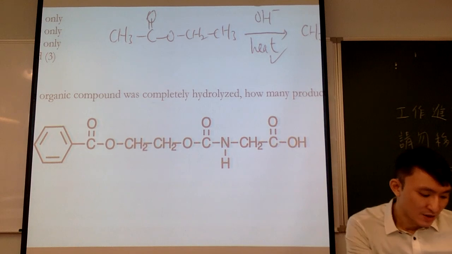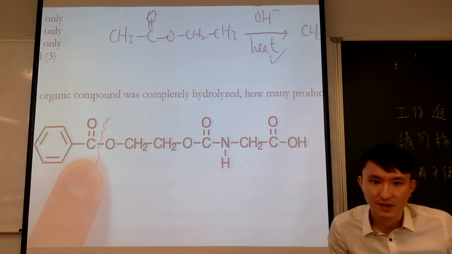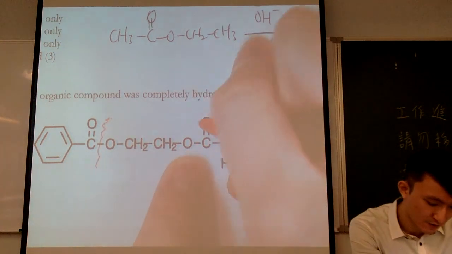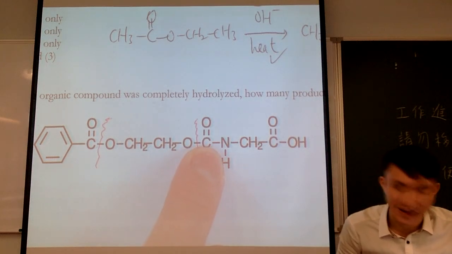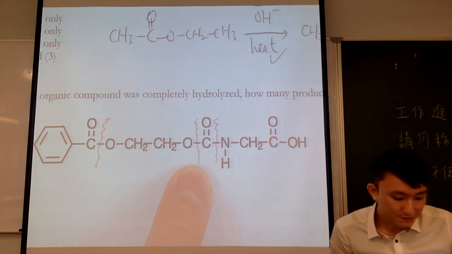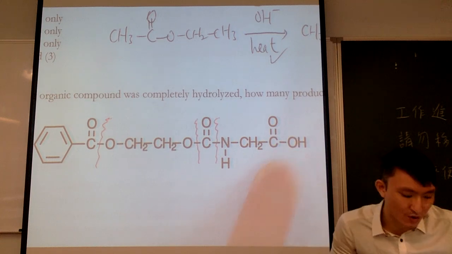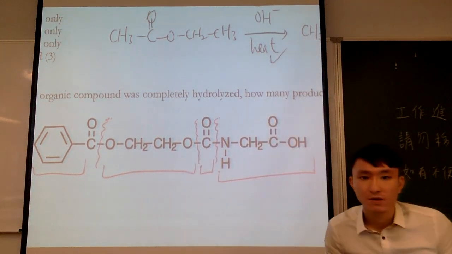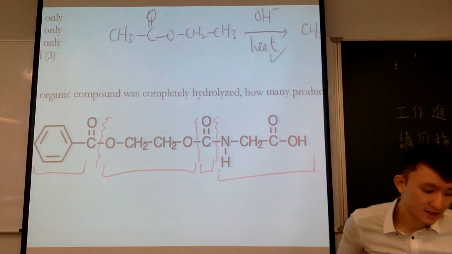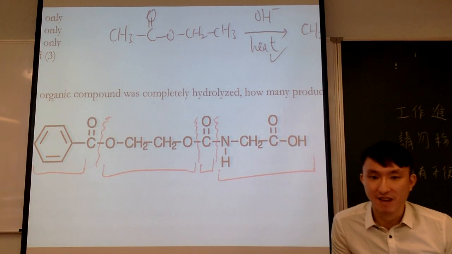Okay, so first of all, you see this one is an ester, so you cut it here, and then you also check you have another ester over here, so you cut it. Okay, and right now here we have an amide, so we cut it here. All right, and you also check, no, there are no other products, right? So altogether, 1, 2, 3, 4. 4 of them. Okay, so the answer is C. This is to test whether you can recognize all those ester bonds and amide bonds.